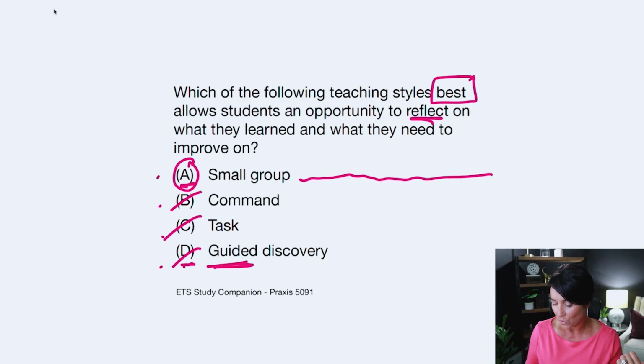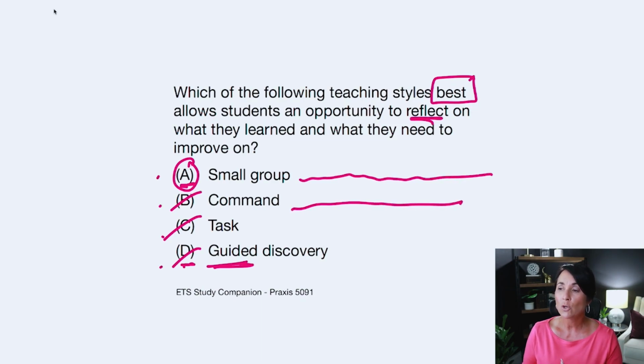What I would probably do if I were writing this exam, and I'm not writing the exam, but if I was, I would extend these out to more scenarios. So I might say something like small group activity where students discuss the game they just played and how they could make it better, or how they could participate and use teamwork or something like that for small group. Command would be something like give a command and see if the student understands it. And task might be have a student complete a task. And then guided discovery, I might extend that out. I don't really have time to think of it right now. But that's what I would do if I were writing this. This, I think, is missing the boat, but it is on the sample test.